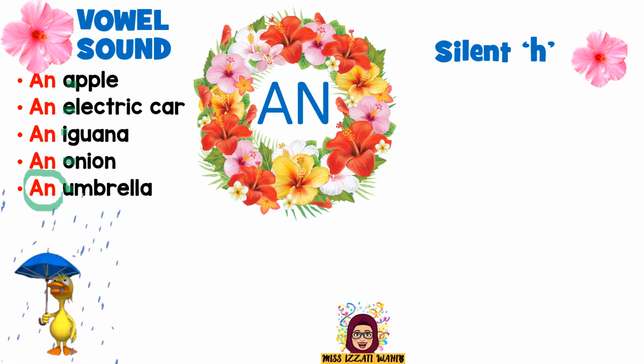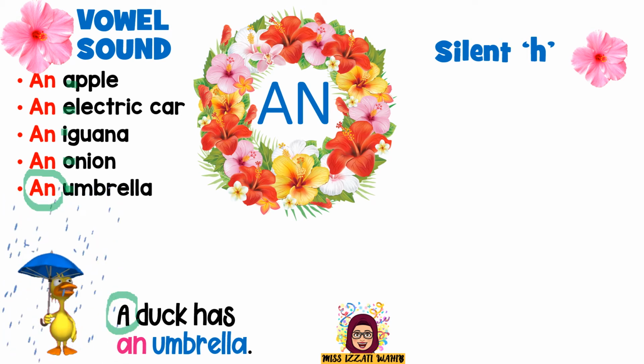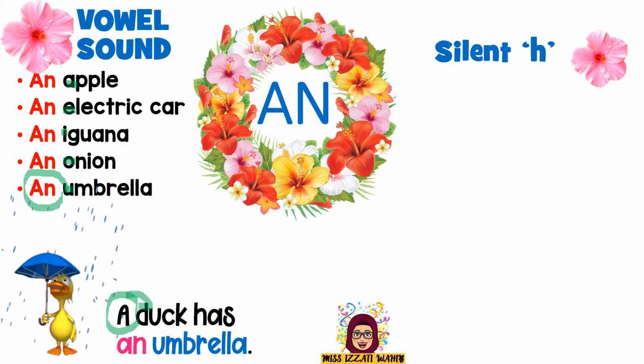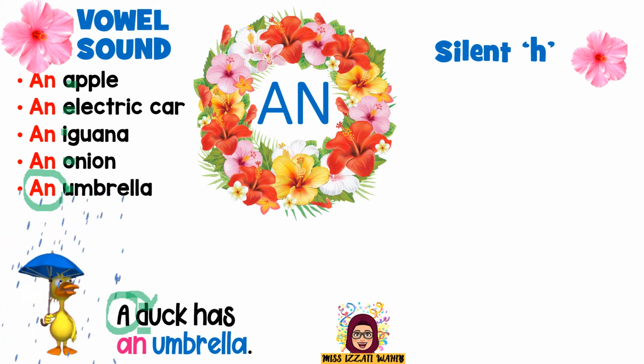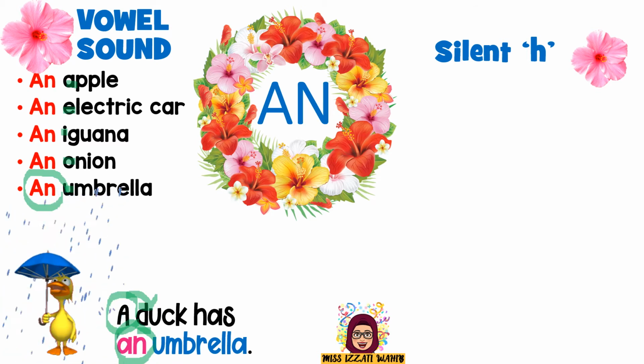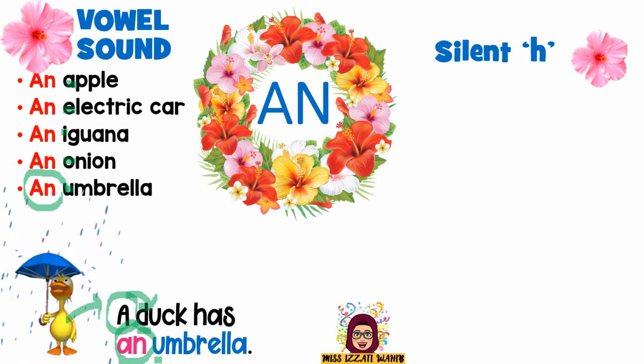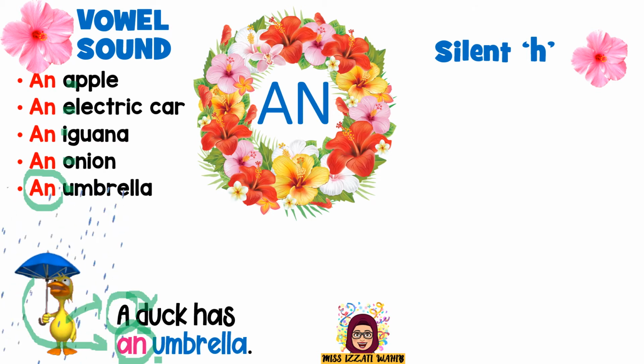Let's look at the example. What happened? A duck has an umbrella. A duck. We use a because the first letter of the noun, kata nama ini, starts with the letter D. Okay. Next, we use an umbrella because the noun here starts with the letter U. A duck, seekor itik, has, ada, an umbrella, sekaki payung.